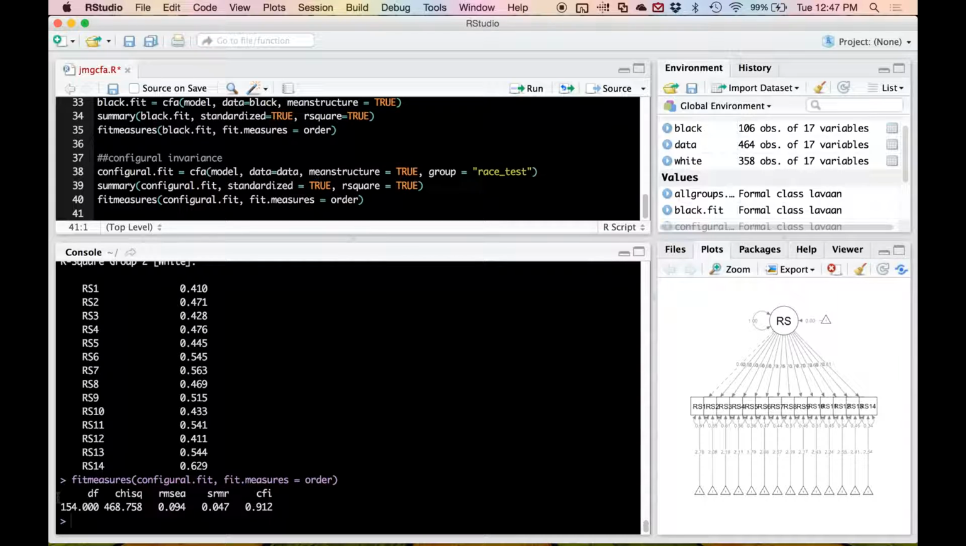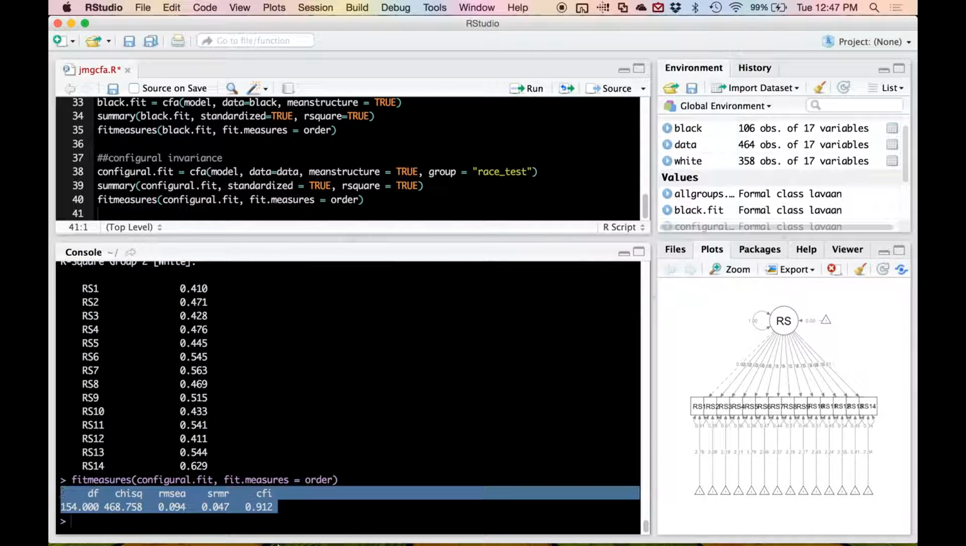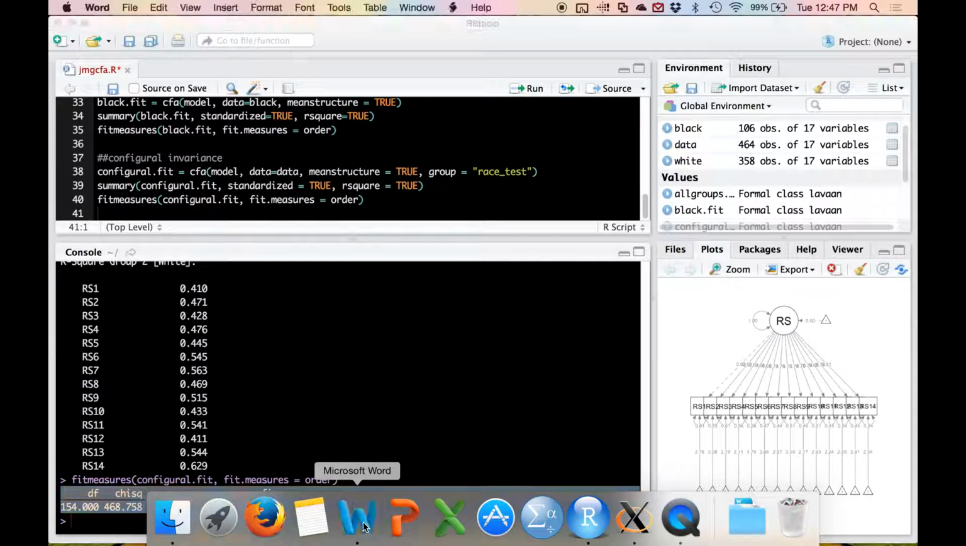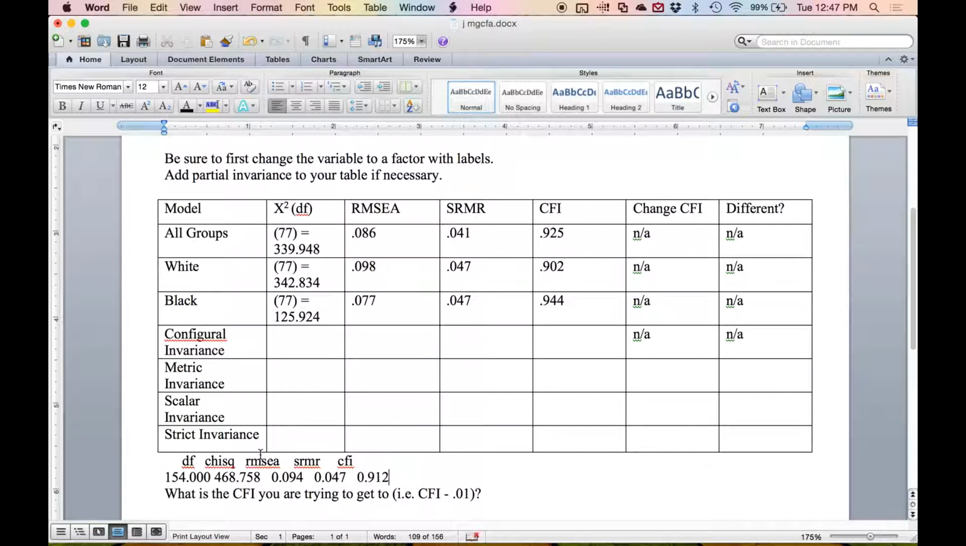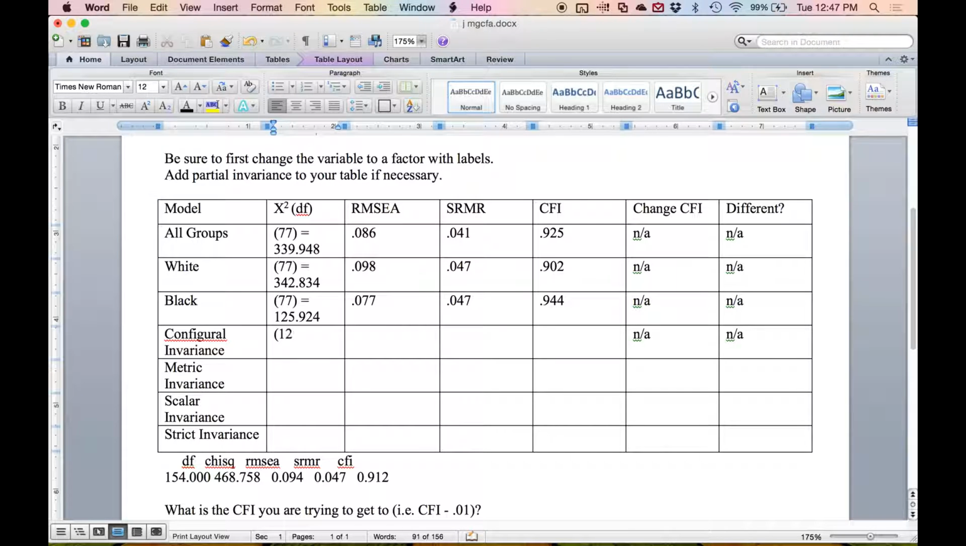And you'll notice that it gives us one set of fit indices. Yes, there are two groups here, but it is still one model. These two groups are forced to be the same, two pancakes on the same plate. And so it's one fit for the model.